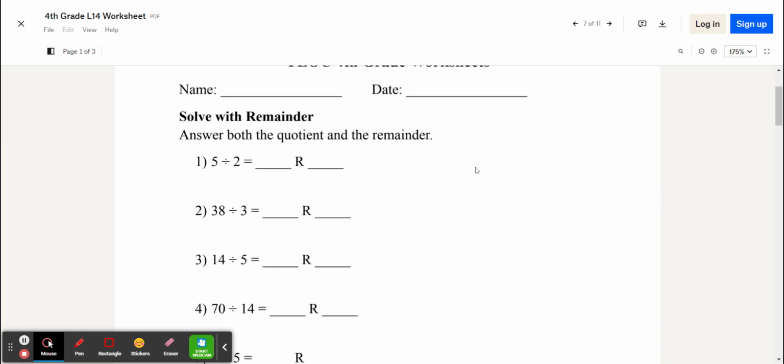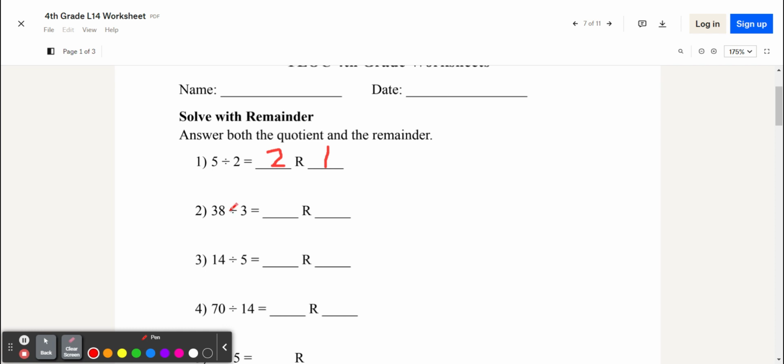We will be starting off with the first section where we solve with the remainder. So we're going to do the division, but instead of having a fraction or a decimal, we're just going to find the whole number, and then the remainder. So 5 divided by 2, 2 goes into 5 two times, but that leaves a remainder of 1. So the answer is 2, remainder 1.